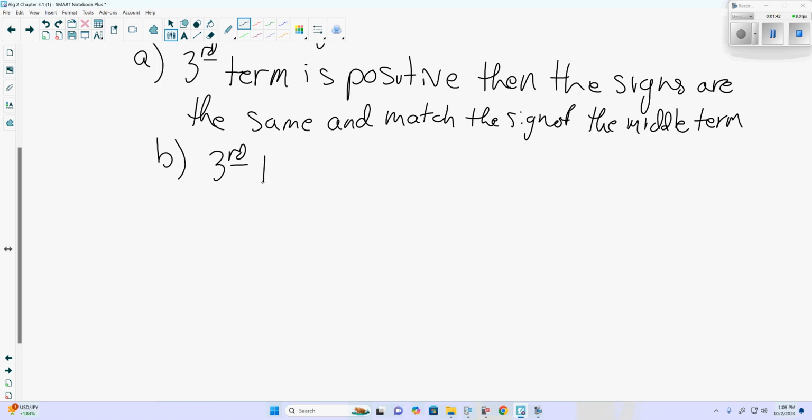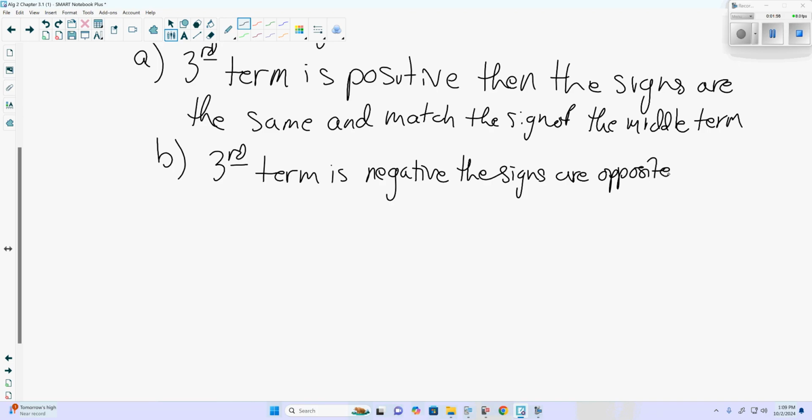If the third term is negative, the signs are opposite. It just means one's positive, one's negative. Our fourth step was to find the factors of the first and third term.